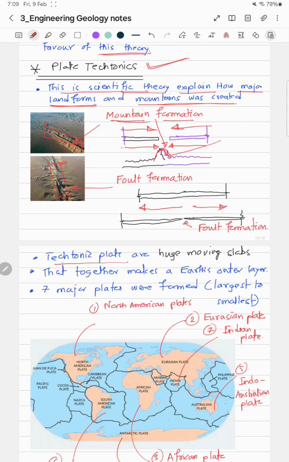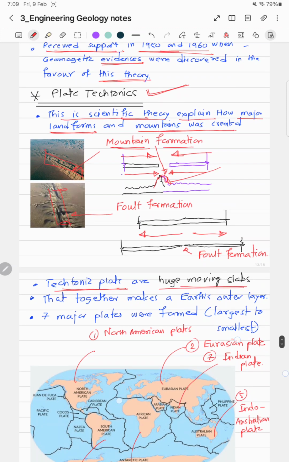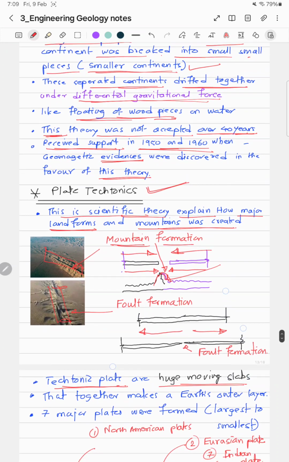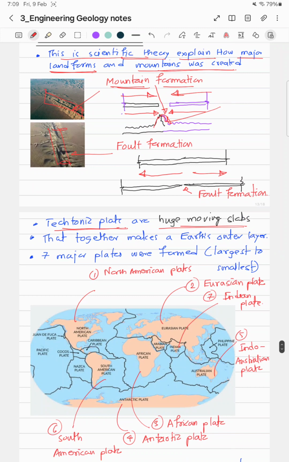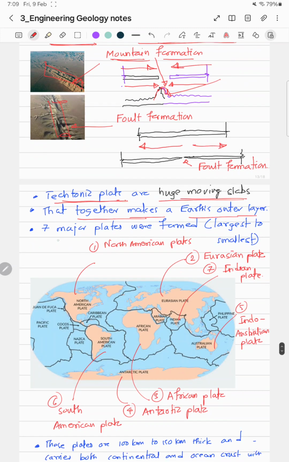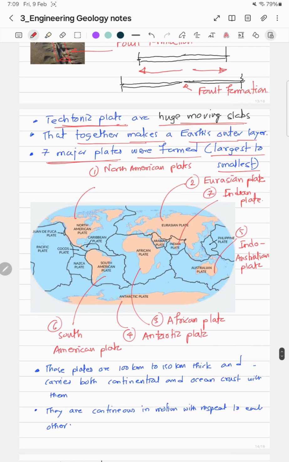Then, the plate tectonics are huge moving slabs. These slabs have a thickness of 150 to 200 kilometers. They make up the earth's outer layer, and there are 7 major plates in total. So we'll see these 7 plates from largest to smallest in size.